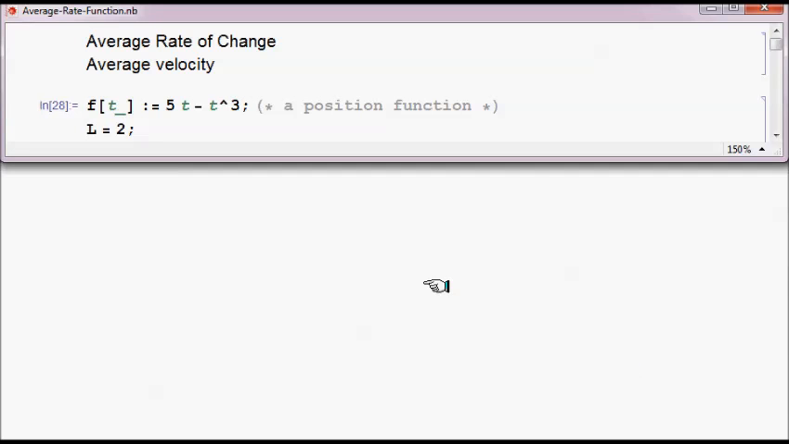Hi, this is a mathematical demonstration of average velocity, but everything we do here can be interpreted as the average rate of change of a quantity f of x, where x is a parameter, not necessarily time. But if f represents the position and t represents time, then the average rate of change of this position over time is the average velocity.